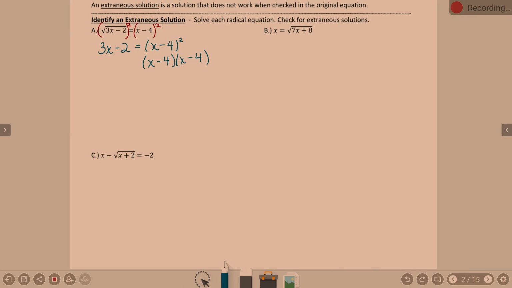What's the hint I'm giving you here? How do we multiply x minus 4 times x minus 4? FOIL. Okay, distribute if you prefer that vocabulary. So, I'm going to keep my 3x minus 2, and I've got to FOIL that right. Okay, that's the trick here. So, when we FOIL this, x times x is x squared.